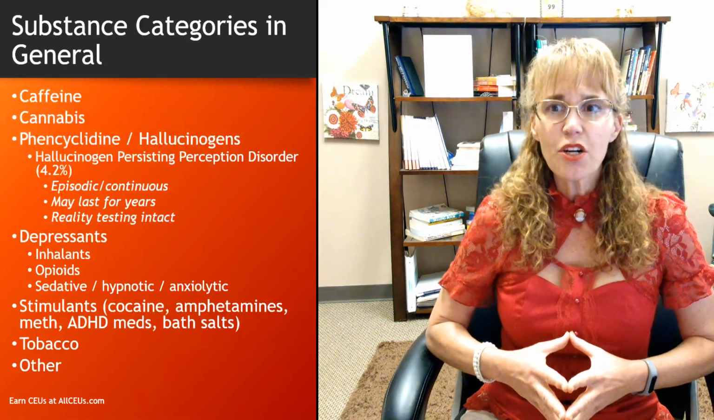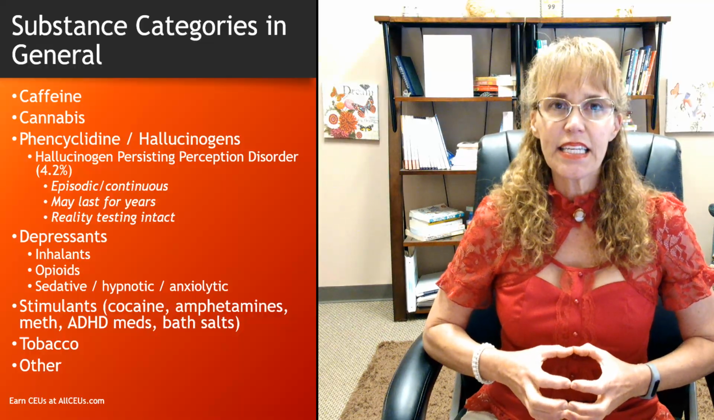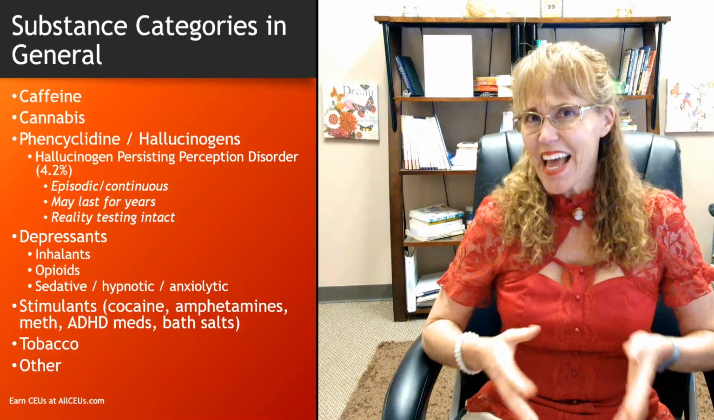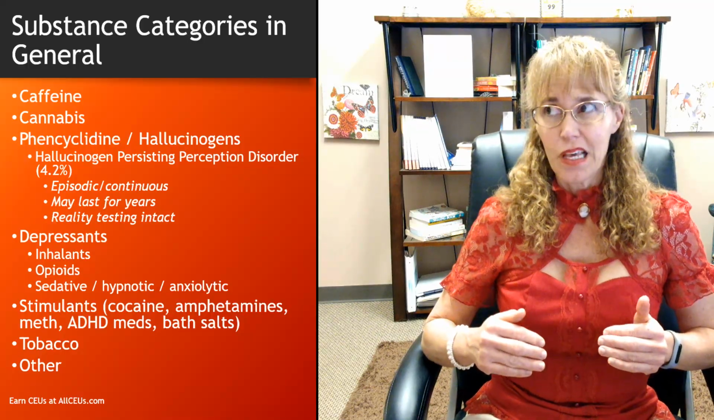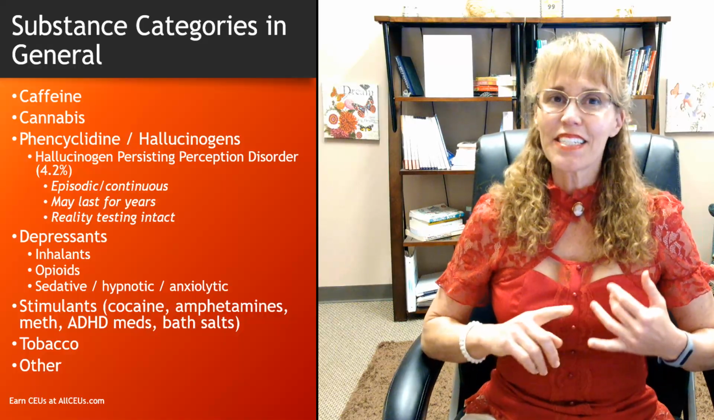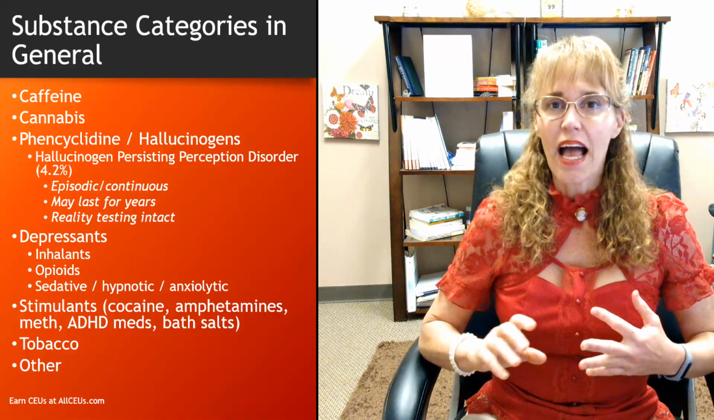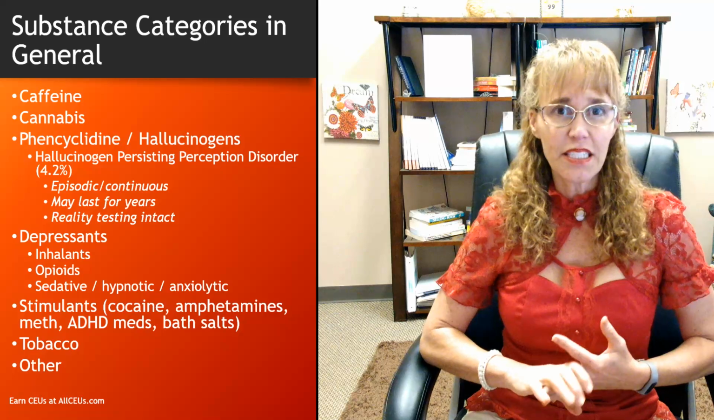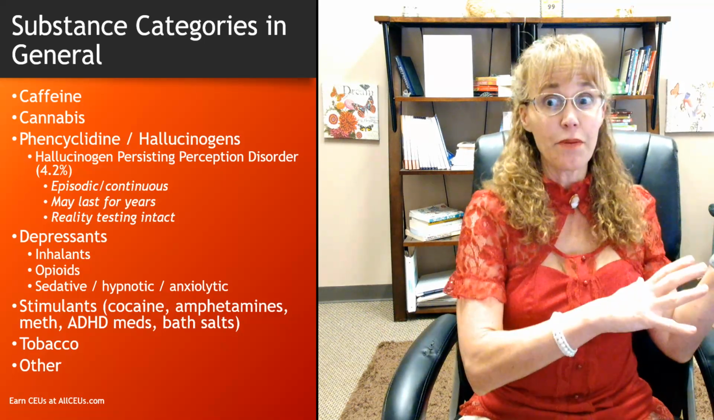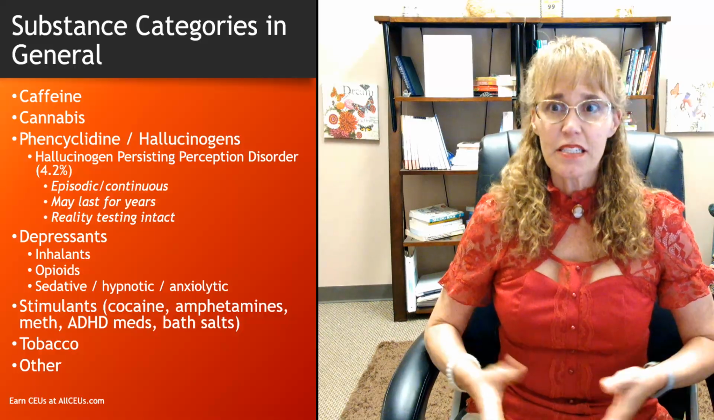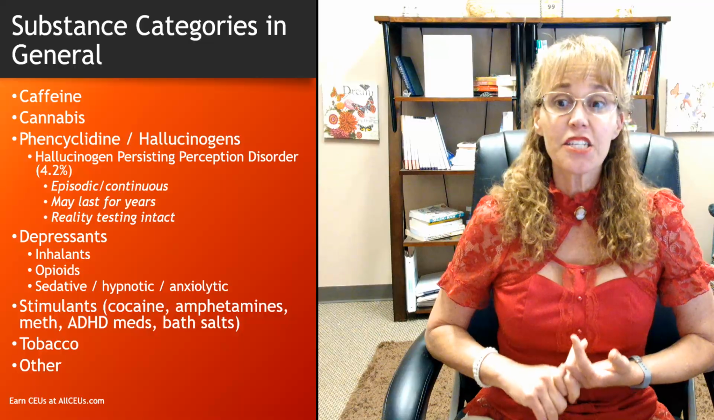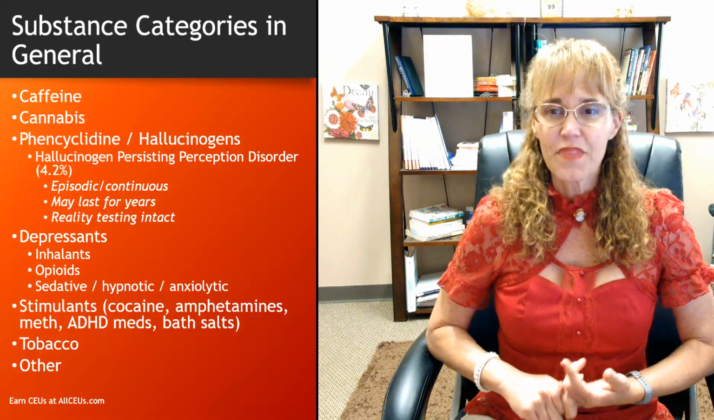The general categories that we look at in the DSM-5 TR, they do have caffeine. Now, interestingly, caffeine use disorder is still back in the conditions for further study. However, caffeine intoxication, caffeine withdrawal, and mental conditions caused by caffeine are in the DSM-5 TR in the main part. Cannabis use disorder is in there. Phencyclidine and hallucinogens is another category.